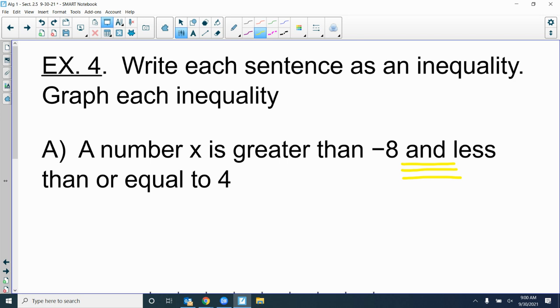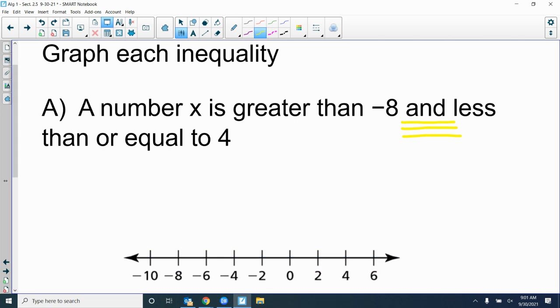Okay, I see right here. The number x is greater than -8 and less than or equal to 4. All right, so I want you to think about that. What's that going to look like? How are you going to write that? Okay, Ellie? -8 is greater than x. Like that? Yeah. And then you do the less than or equal to 4.